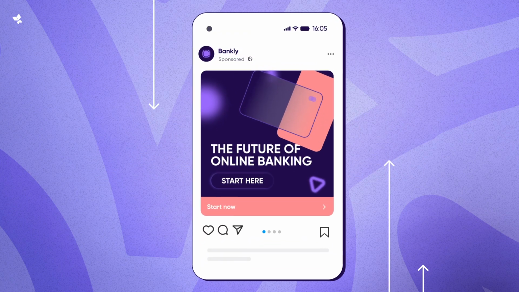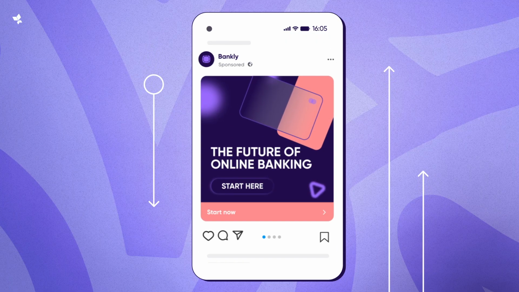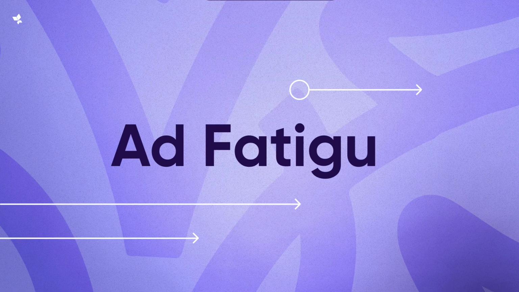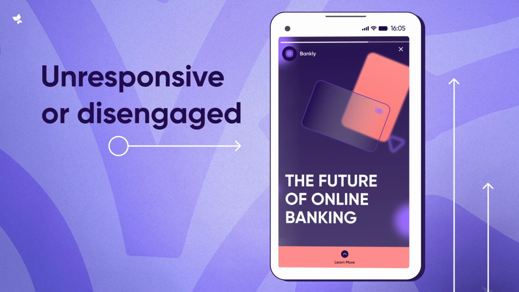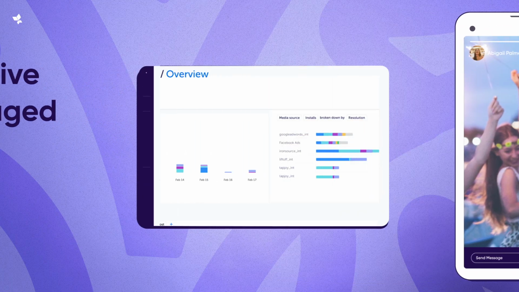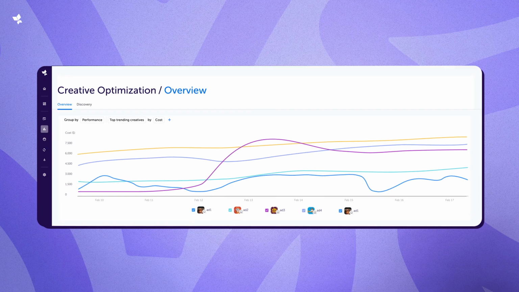You know that feeling when an ad pops up for the 100th time and you simply scroll past it like it's invisible? That's ad fatigue, when viewers become unresponsive or disengaged due to repetitive ad exposure. You can identify ad fatigue on your creative by viewing different key metrics in this comparison graph.